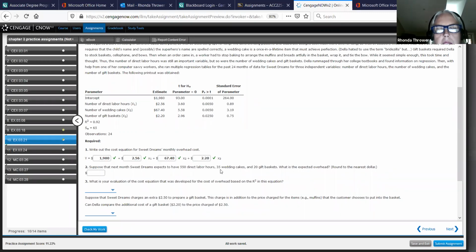$67.40 and multiply it by the number of wedding cakes, which is 35 in this case. For the variable cost 3, we would take $2.20. We would multiply it by the number of gift baskets. Once we had determined each one of the variable costs, we add all the variable costs together and combine it with our fixed cost, and that will give us an answer to part 2.